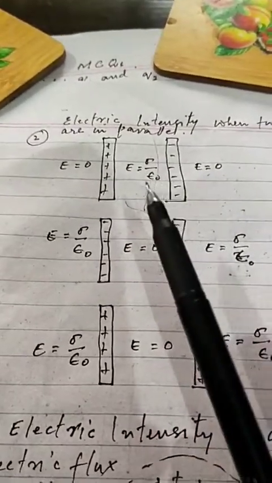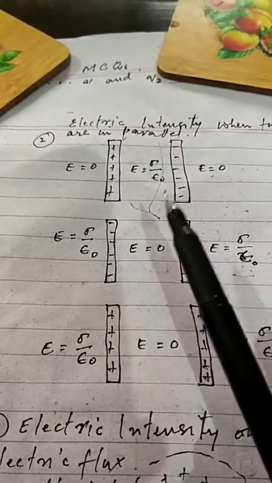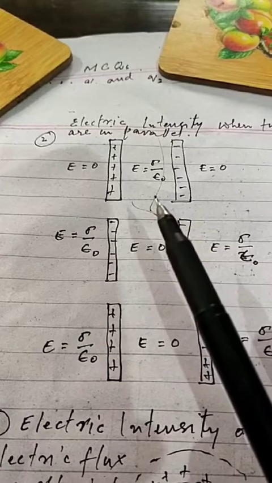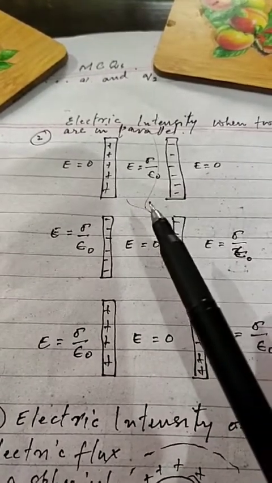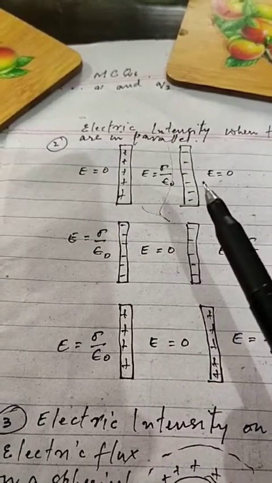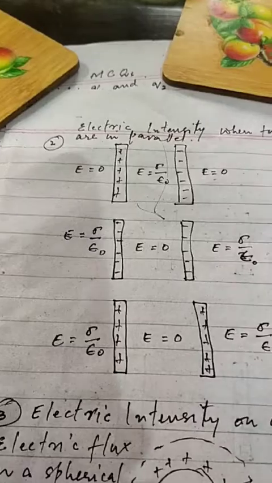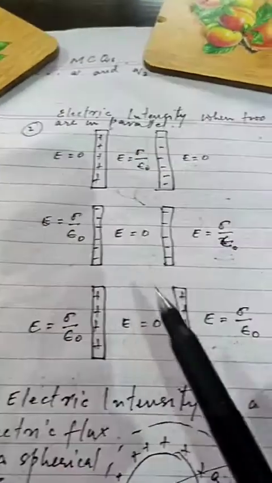In the first option, when 2 charge sheets, one positive and another negative, are placed in parallel, and you calculate the total field intensity between the sheets, then it becomes sigma over epsilon naught. If I ask you the total electric field intensity at the right hand side or left hand side of the sheets, the intensity will be 0, at the right hand as well as the left hand side.